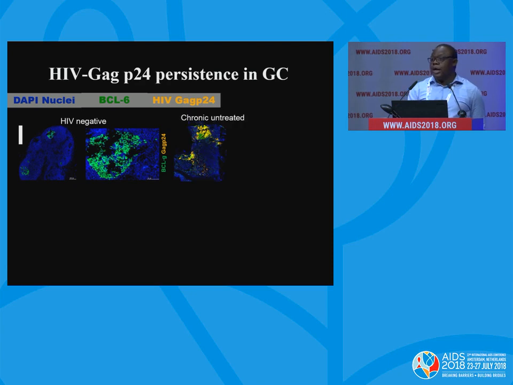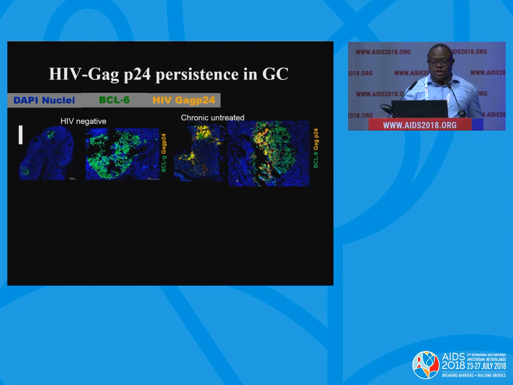So if you go to a chronic and infected individual and you look at the staining, you can clearly see that it's really chock full of GAG P24 staining. And if you zoom in, you can see that it's mostly localized within the GCs.